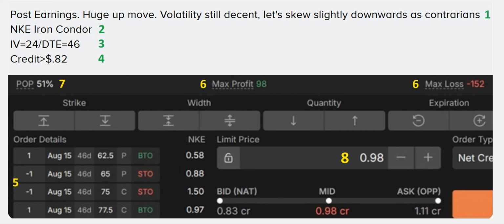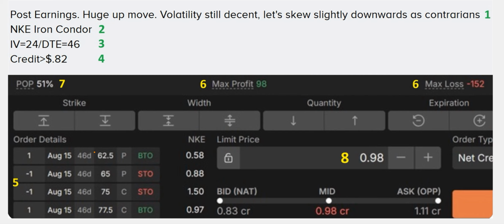The next thing is going to be the expiration cycle. In this case, it's August 15th. It also is kind of duplicated here where it tells you 46 days to expiration, and that's the same thing that is up here. The DTE 46 equates to this. This is what the actual expiration cycle is listed as on the trade page itself, August 15th.